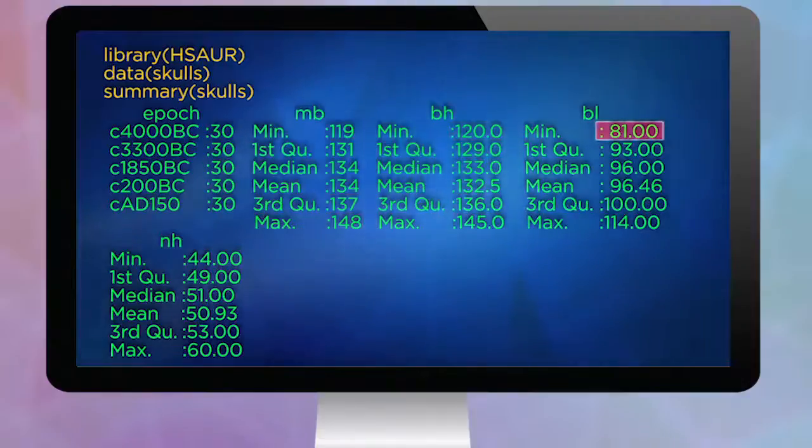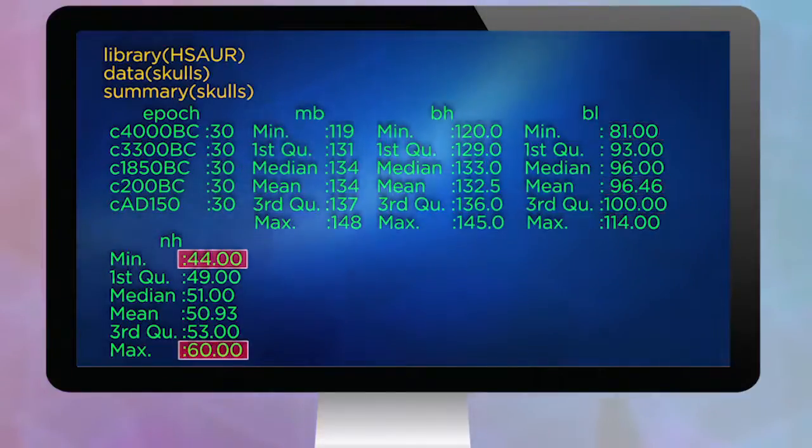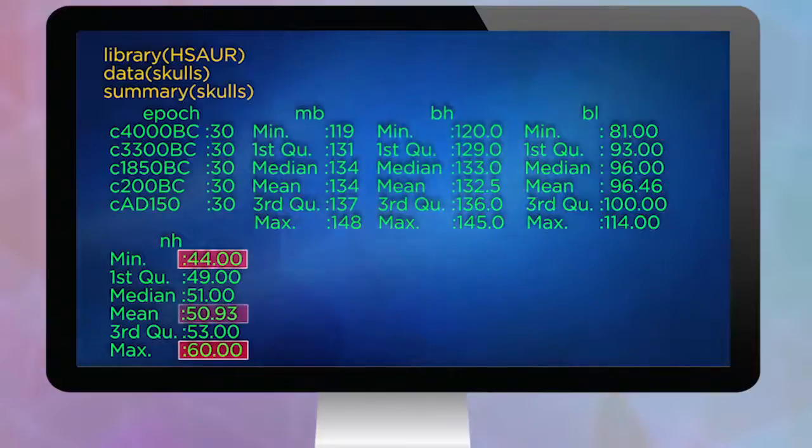BL ranges from 81 to 114 with an average of 96.46. NH ranges from a minimum of 44 to a maximum of 60 with a mean of 50.93.